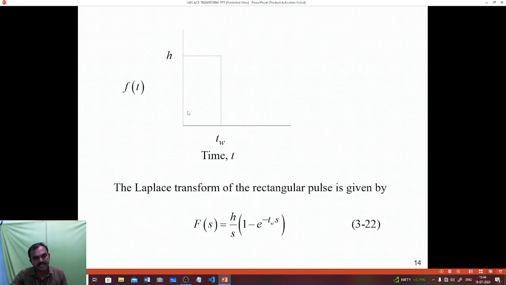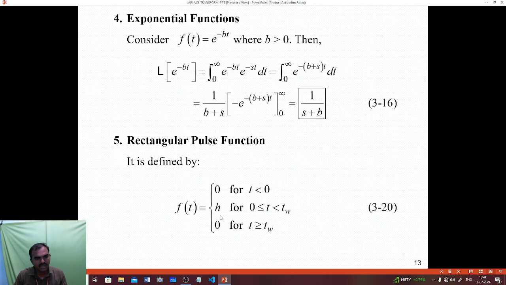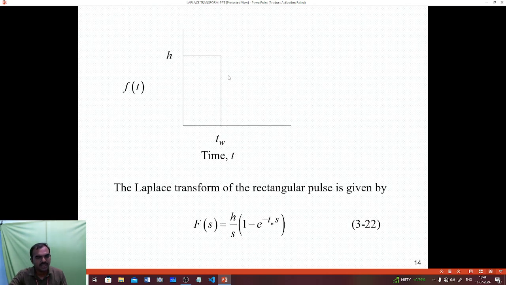If we take some points, we consider the x-axis and the y-axis, where the maximum value is 1. So one point is 0 comma 1 on the y-axis, and another point is 1 comma 0 on the x-axis. If we join these two points, we get a rectangular shape, so it is called the rectangular pulse function. The Laplace transform of the rectangular pulse is given by F of s equal to h by s times (1 minus e power minus tw s).